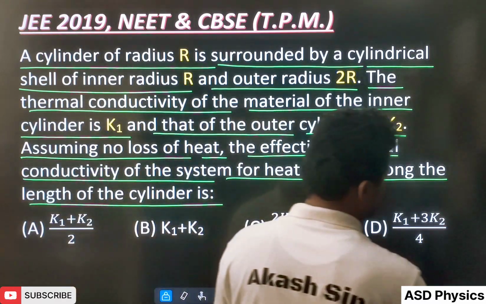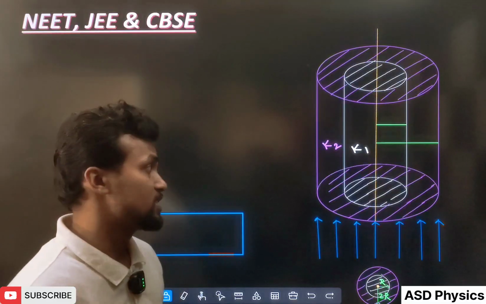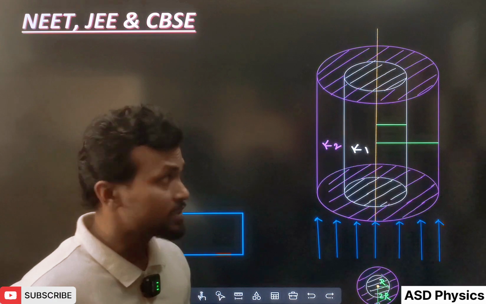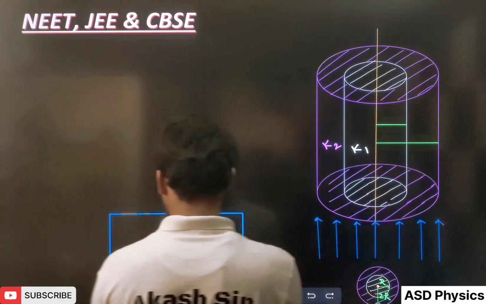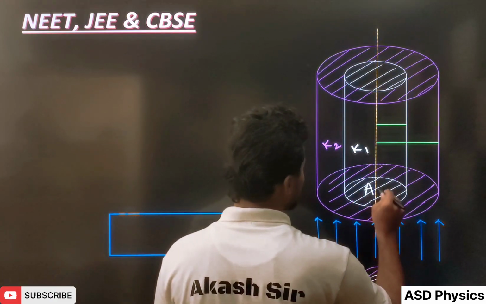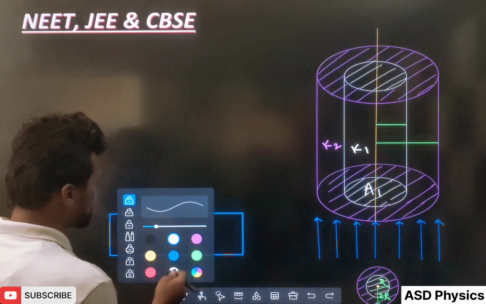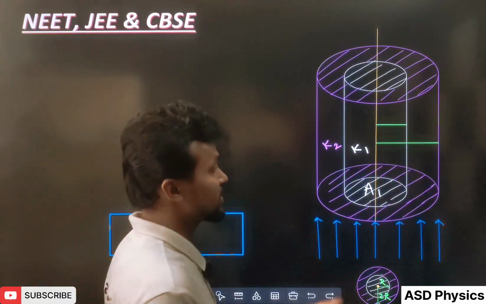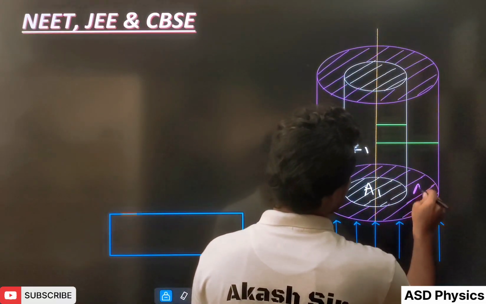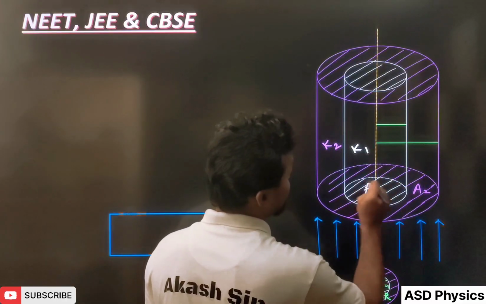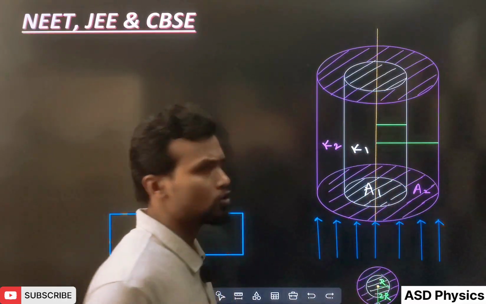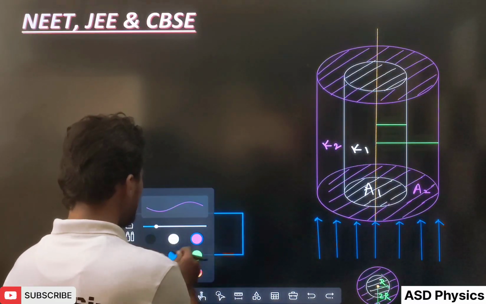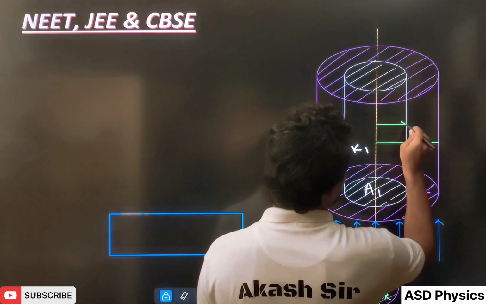Here you can see very well, there is one cylinder, which we have represented with the white color. The thermal conductivity of this cylinder is K1, and let's take its area as A1. This solid cylinder is surrounded by a cylindrical shell represented by the pink color. Let's take this shell's cross-sectional area as A2, and its thermal conductivity is K2.